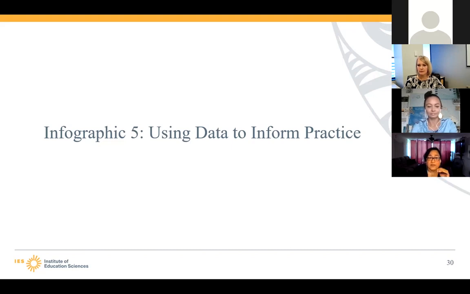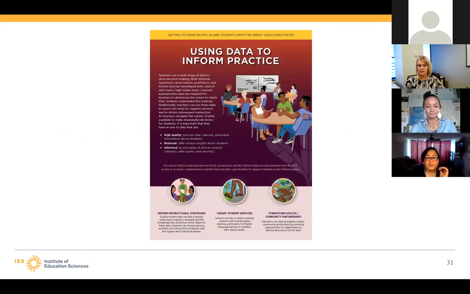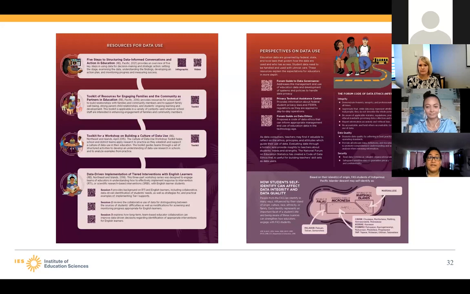So the first page of this infographic is where we're introducing the topic, and we wanted to make sure that educators understood the lens with which we would like, having seen all of the different information about FAS students, how might this inform your data practices? So on page 2, we have some resources for data use, especially with a focus on some of the resources, the REL, the regional educational laboratories.